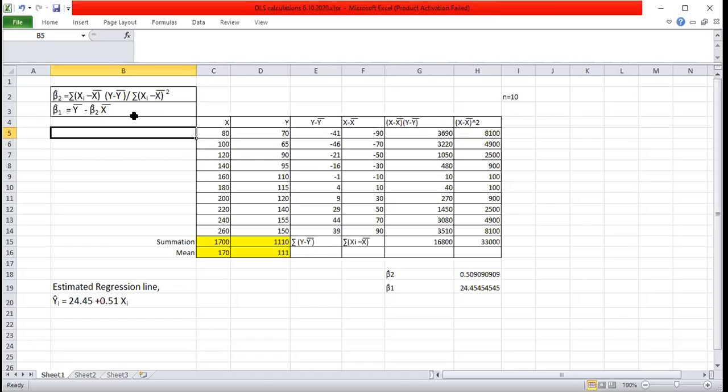And if you look at these formulas, you can get everything from your sample. You don't need anything else. If you collect a sample, you have X and Y values. With these X and Y values, you can find beta 2 hat and beta 1 hat. We literally showed you how. And we found that beta 2 hat is 0.509 and beta 1 hat is 24.45. So we said, okay, here is our estimated regression line: Y hat equals 24.45 plus 0.51 xi.